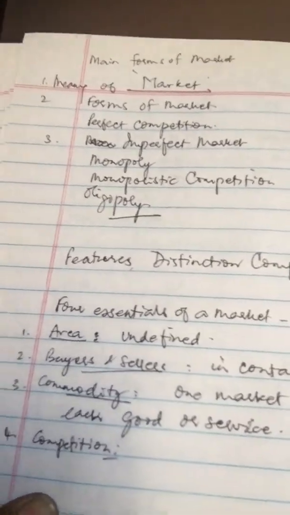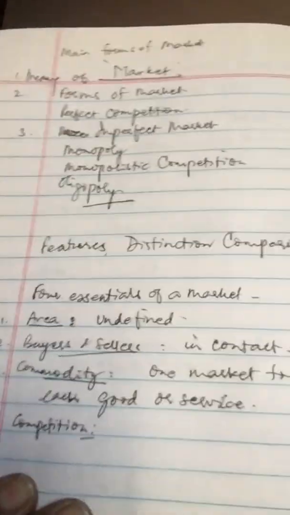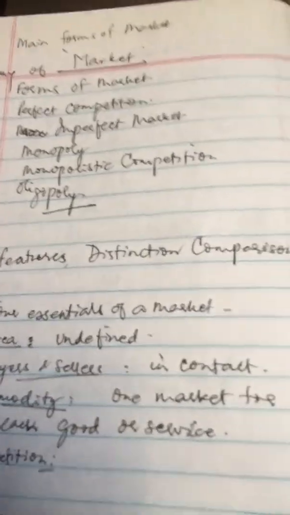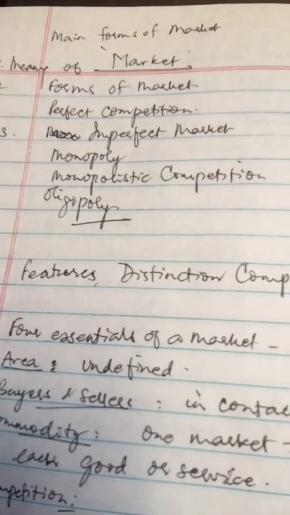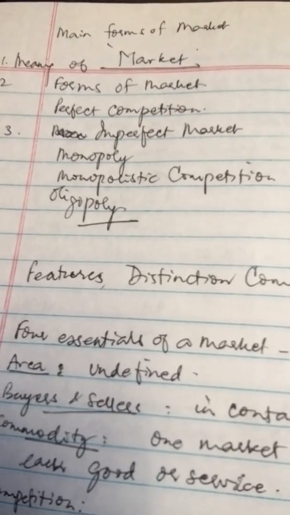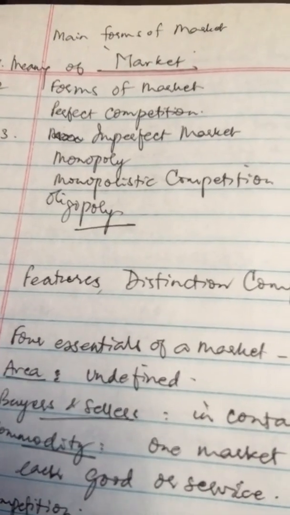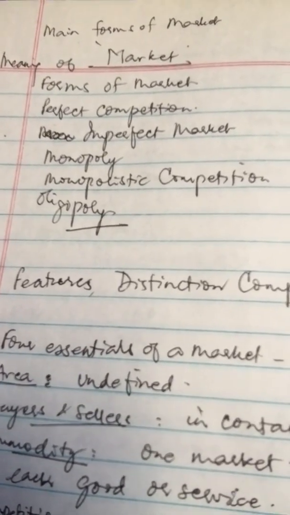And in the market, there are certain things that are involved, for example the area, the buyers and sellers, commodity, and competition. So let's take up each one.